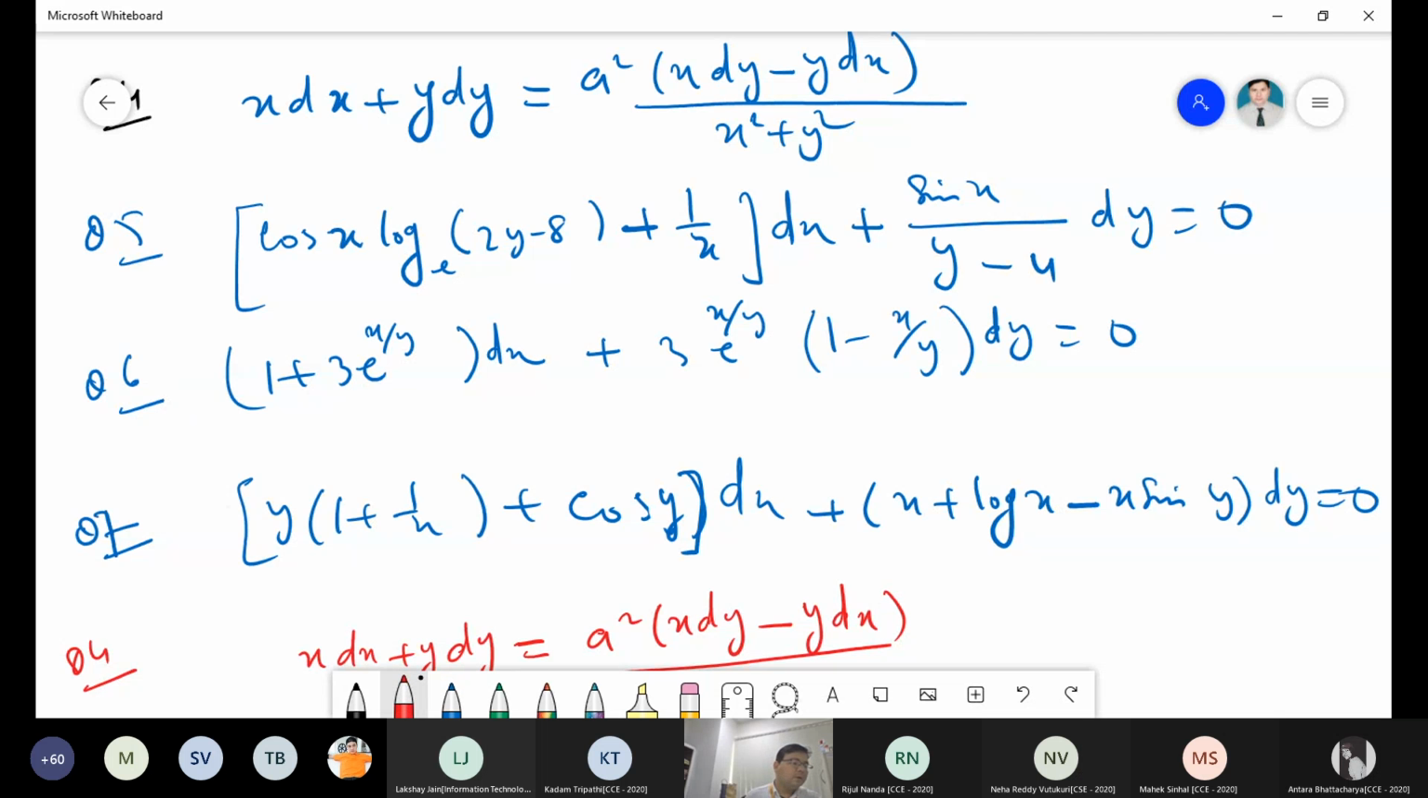The answer of question number 5 is sin x, log of (2y minus 8), plus log x equal to 0. Is it correct? Yes sir, yes sir. Just see. All right.